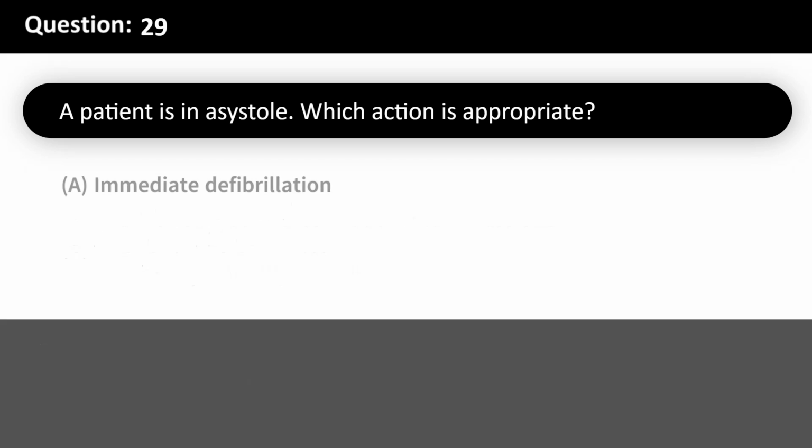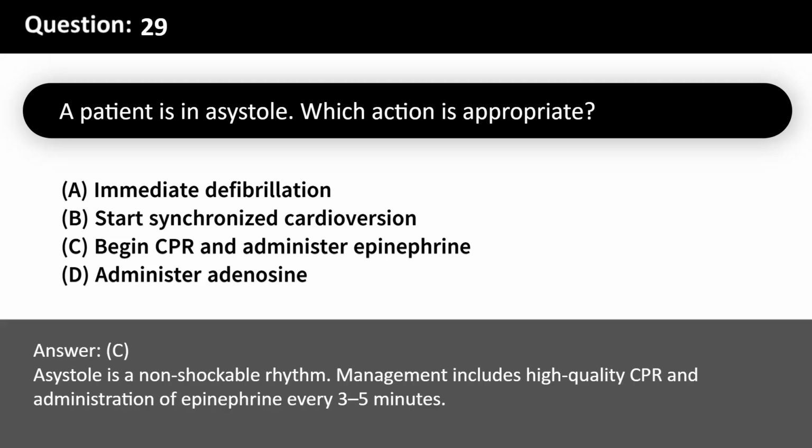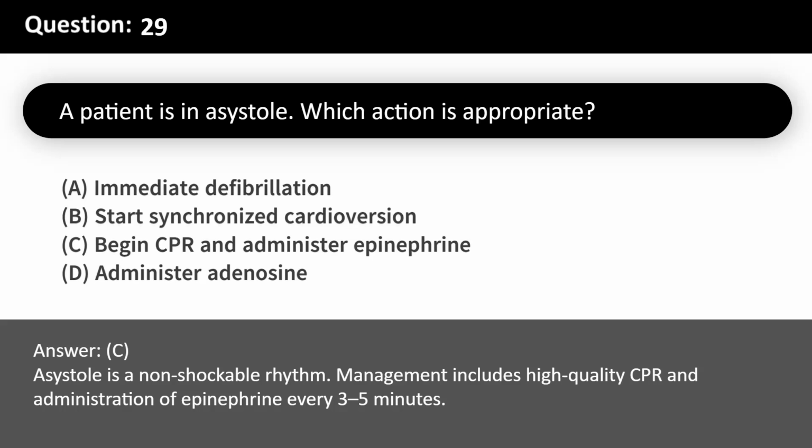A patient is in asystole. Which action is appropriate? A. Immediate defibrillation. B. Start synchronized cardioversion. C. Begin CPR and administer epinephrine. D. Administer adenosine. Answer: C. Asystole is a non-shockable rhythm. Management includes high-quality CPR and administration of epinephrine every 3 to 5 minutes.